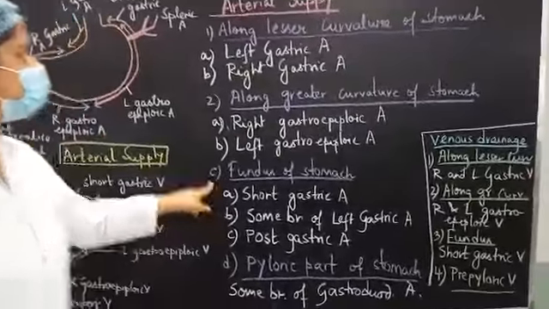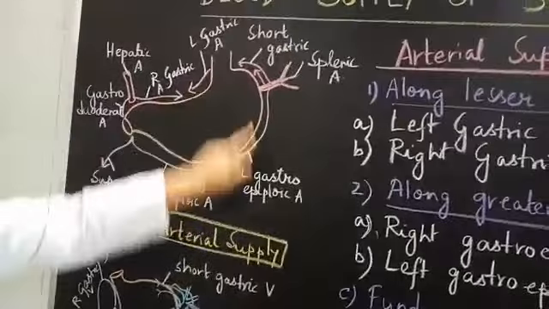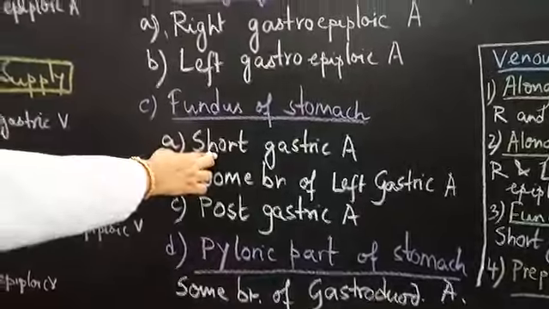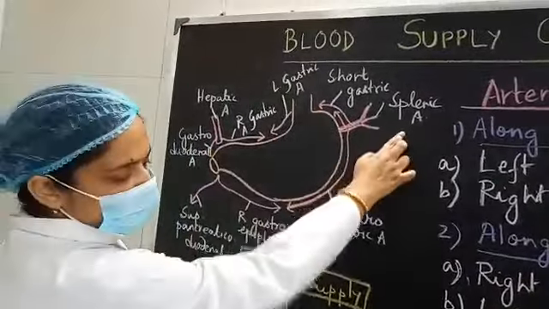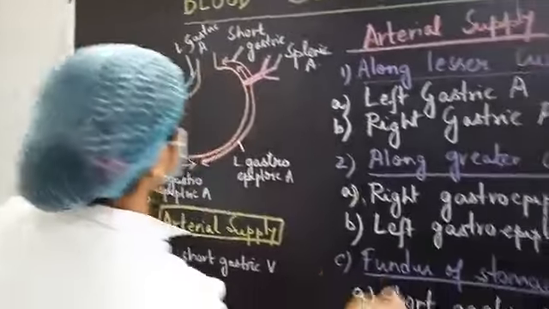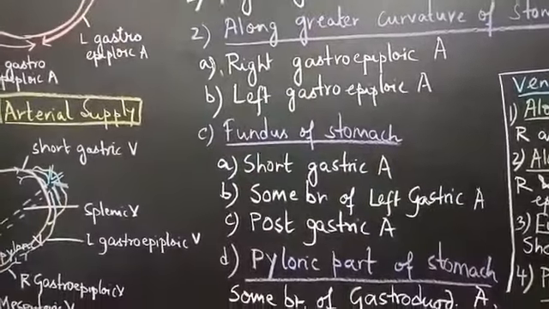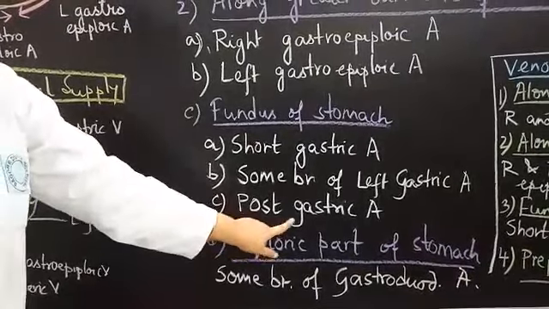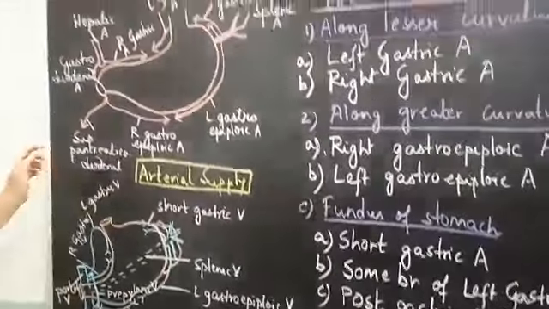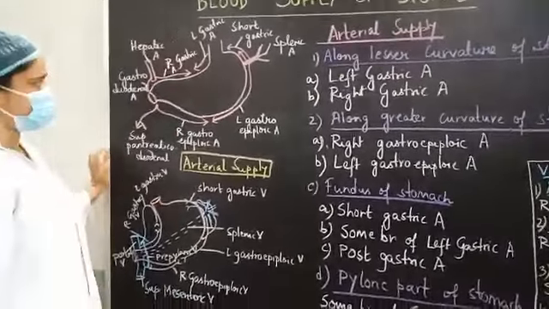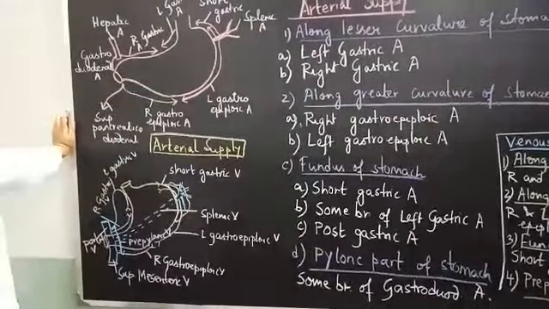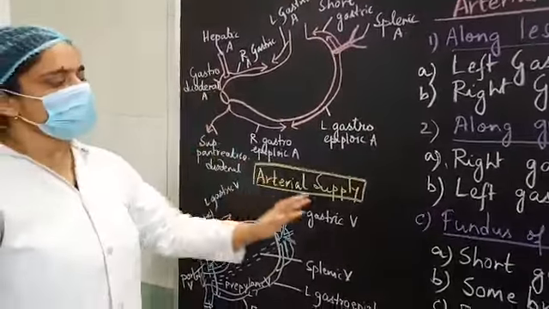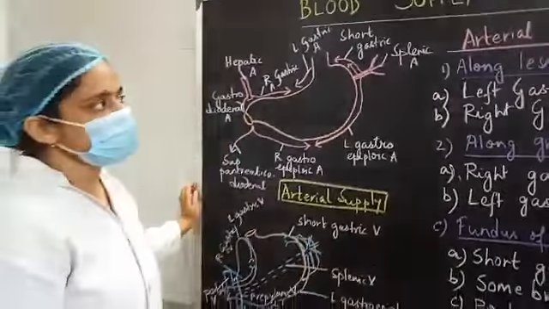Next come to the fundus of the stomach. This is the fundus of the stomach. They are supplied by 5 to 6 number of short gastric arteries. These short gastric arteries, they are branches of splenic artery. There are also some branches of left gastric artery. And also you will find another special artery sometimes, that is called posterior gastric artery. This is also arising from the splenic artery, the branch of splenic artery. The pyloric part of the stomach is supplied by some branches of gastroduodenal artery. So this is in nutshell the arterial supply of stomach.